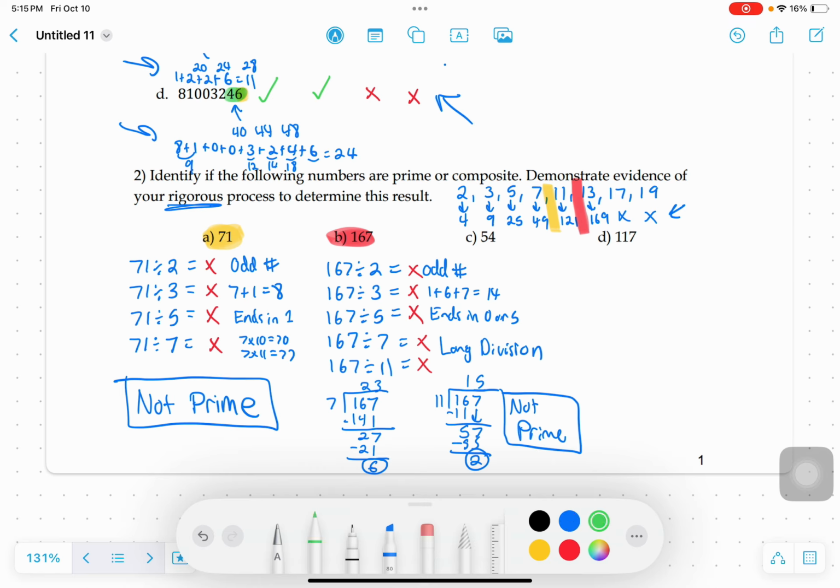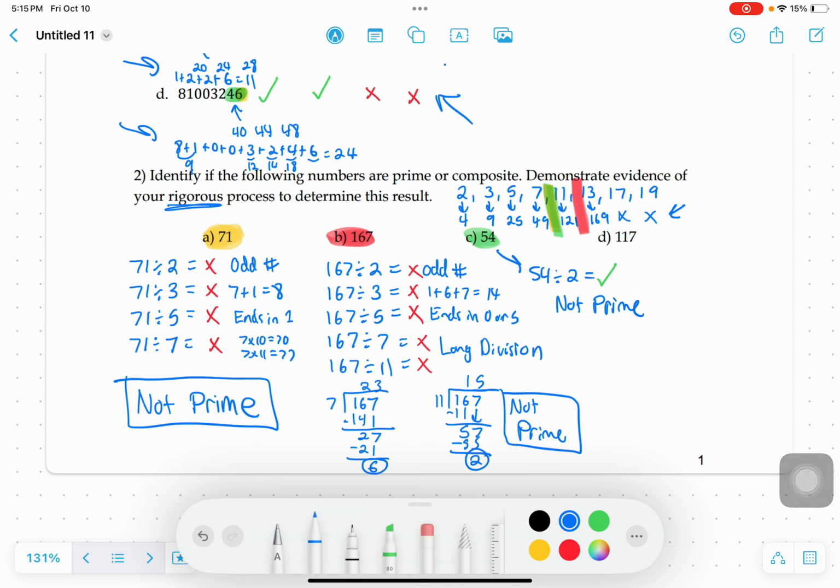Now for this next problem right here, it looks like you need to test up to 7 again. But you may notice immediately that 54 divided by 2 works out. 54 is an even number, so we do not need to test any more than that. Once a number fails, we don't need to continue.